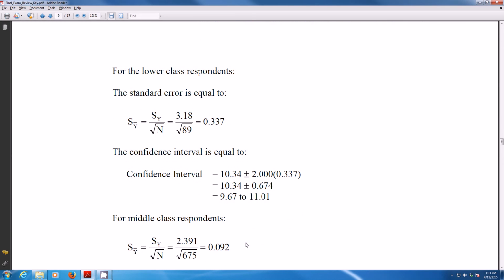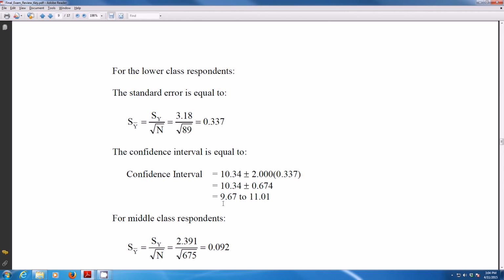Okay, so first for the lower class people, we're going to take their sample standard deviation, 3.18, divided by the square root of their sample size, remember 89 people, and that's going to give us this estimated standard error of the mean, and that's a value of 0.337. And so we can calculate the confidence interval by taking their sample mean, 10.34, adding and subtracting the product of the t-value, 2, times the standard error. And when we do the calculations, we get a range from 9.67 to 11.01.